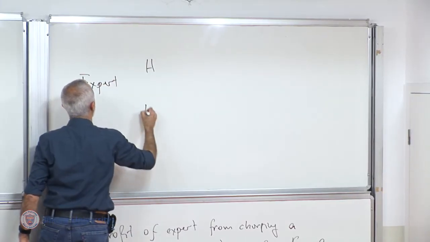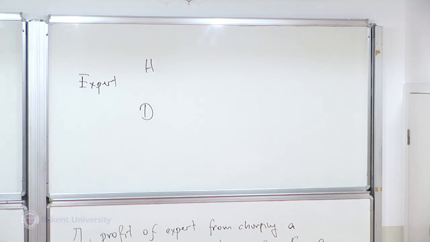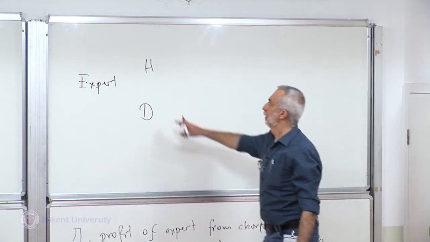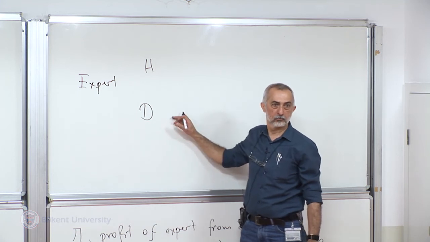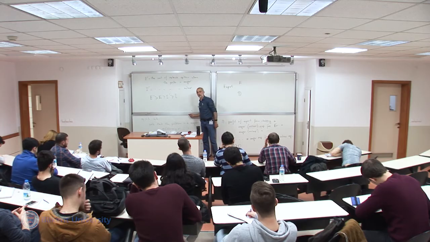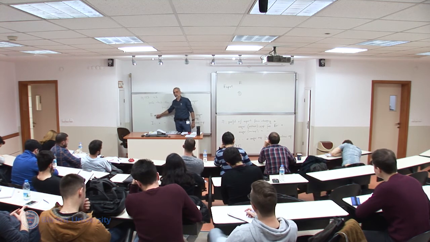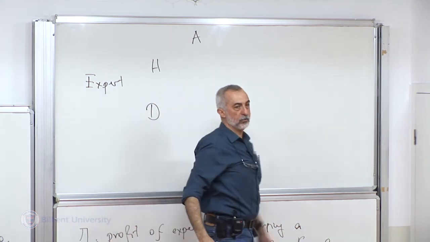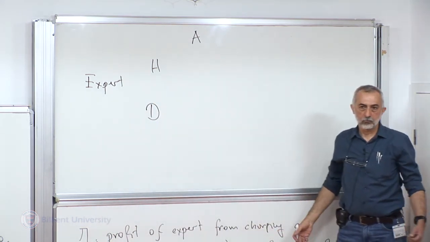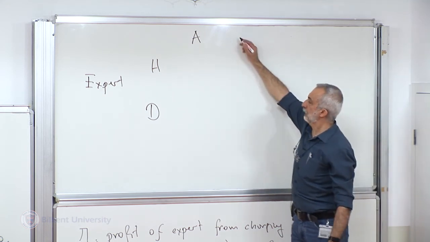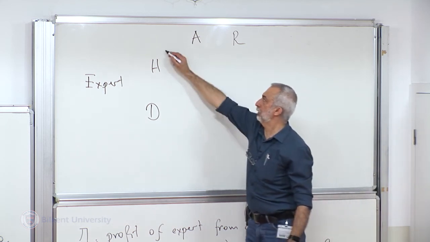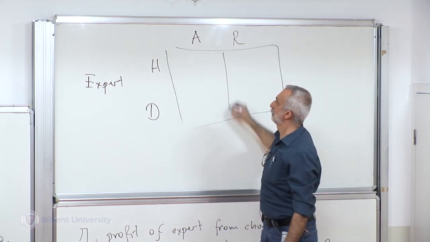Be honest or be dishonest. The consumer has, again, two strategies: accept the offer made by the expert, or reject the offer. He says, pay E or pay I, accept or don't accept. Rather than D, let me use R. So that's a simple 2x2 game.